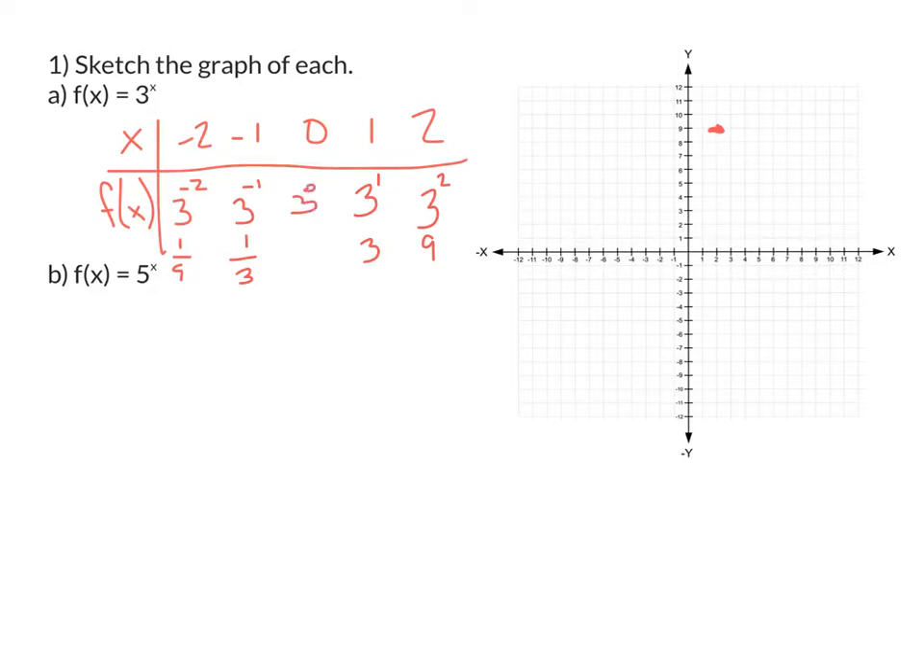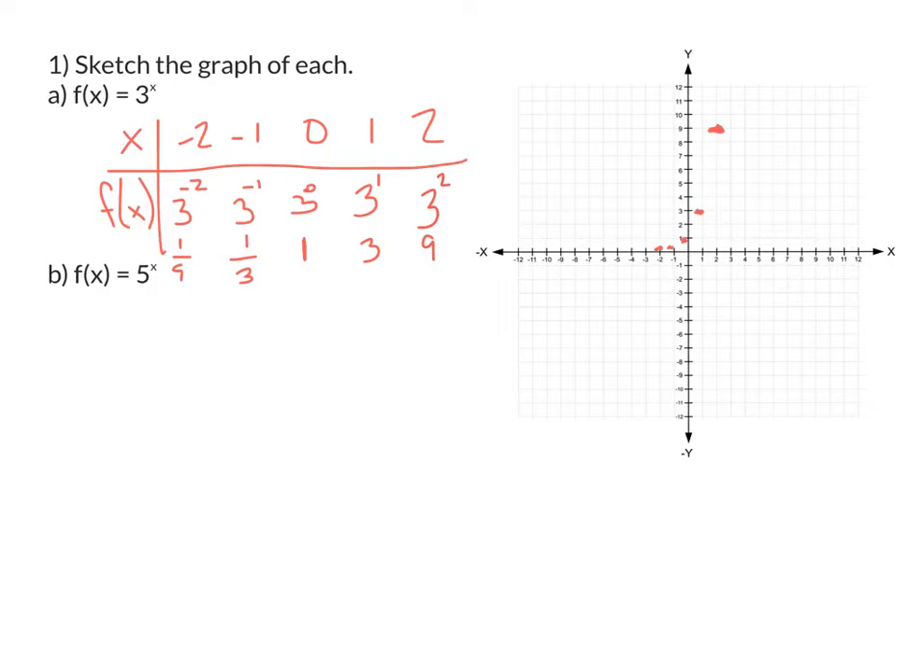And then 3 to the 0, we're not dividing or multiplying by anything, so it simply ends up with the identity for multiplication, which is 1. So when we graph these, we already did 2, 9, there's 1, 3, 0, 1, -1, 1/3, and -2, 1/9. And so you can see how we're getting super close to the x-axis.